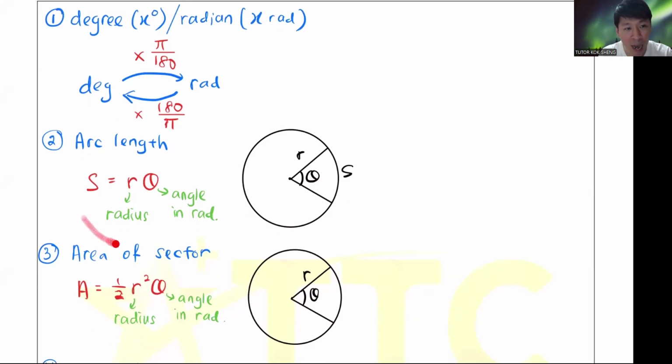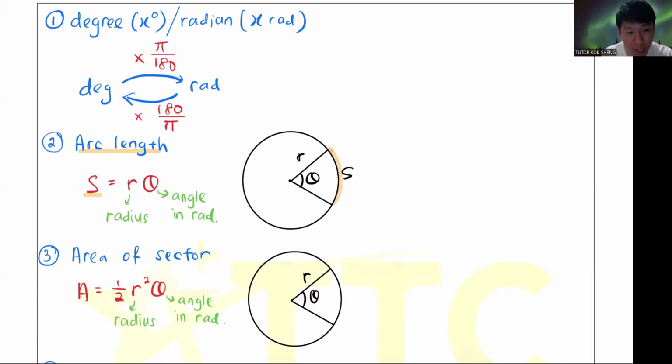Second formula here is about the arc length. Okay, length of arc, which is this part here. You can see arc length, right? This letter S here, or in the picture, this length. Okay, length of arc. So the formula here is S equals to R theta, R is the radius, theta is the angle in radian. Okay, be careful for the angle.